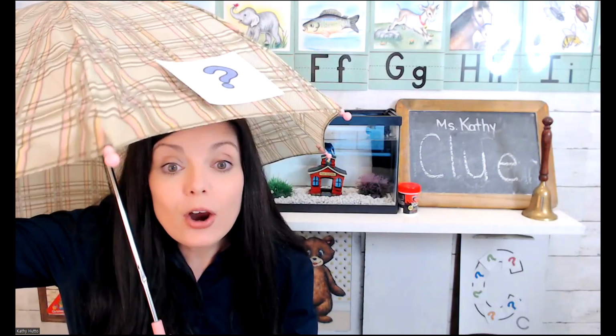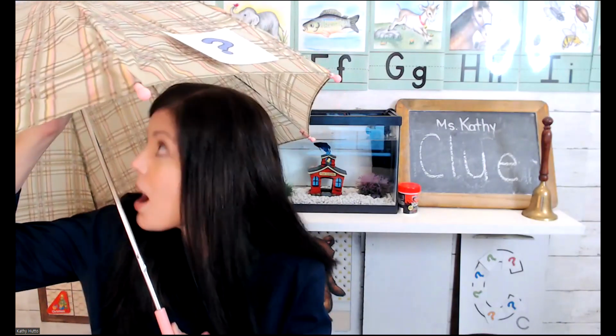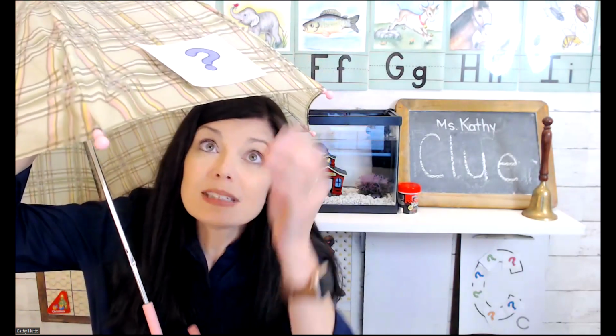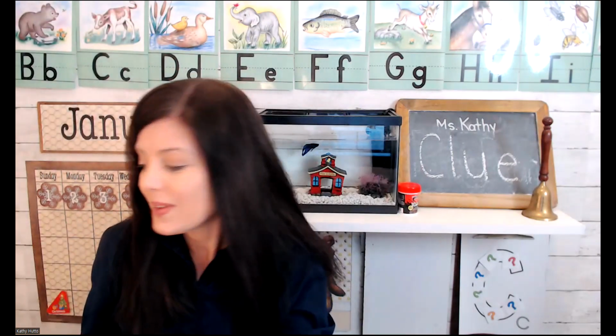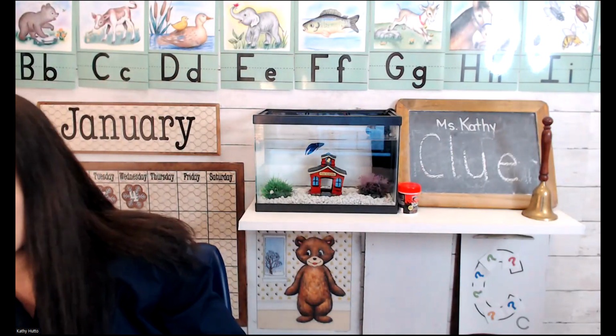What? What did you see? You saw a clue. What's a clue? On the outside of the umbrella? There's a clue. You found another clue. Good job. You're so good at this. Wow. Let's dress Weather Bear.